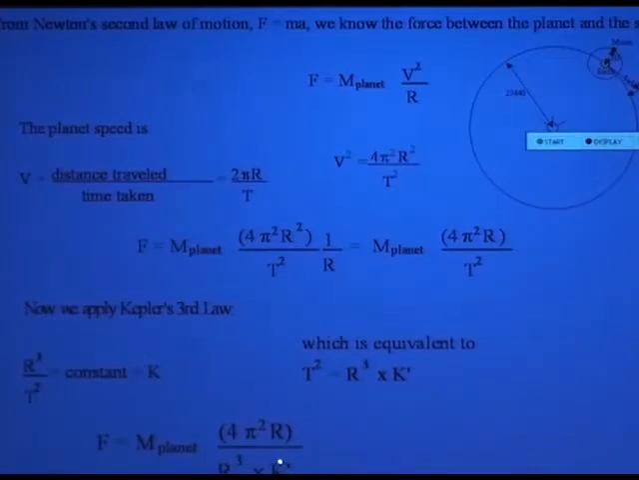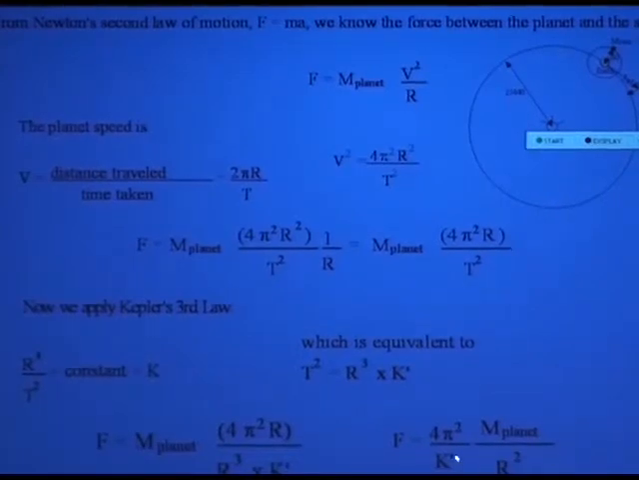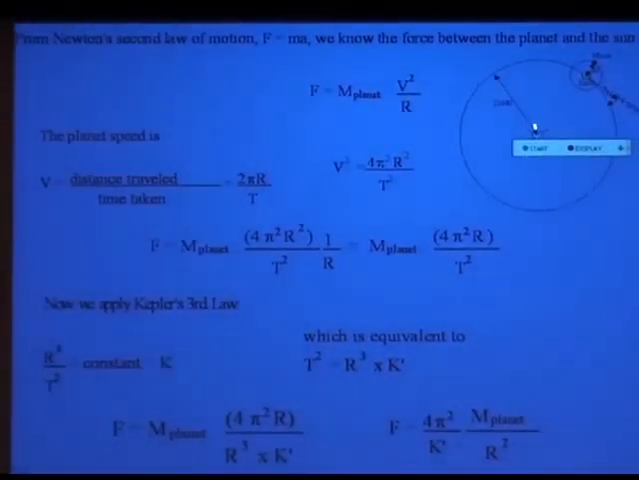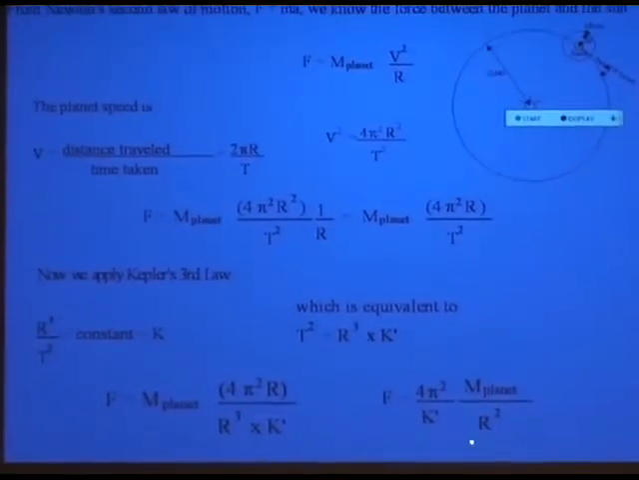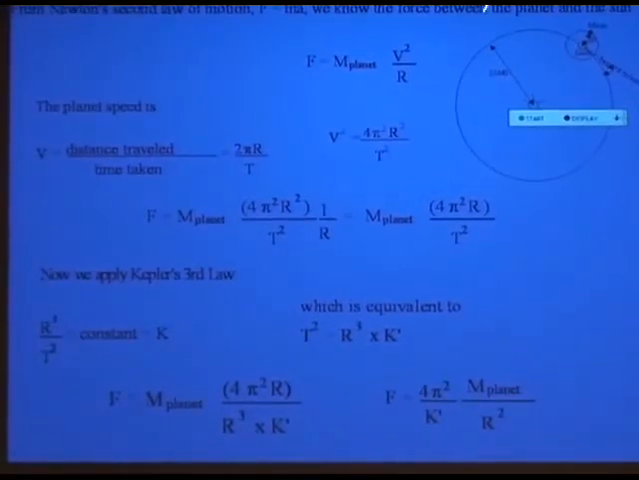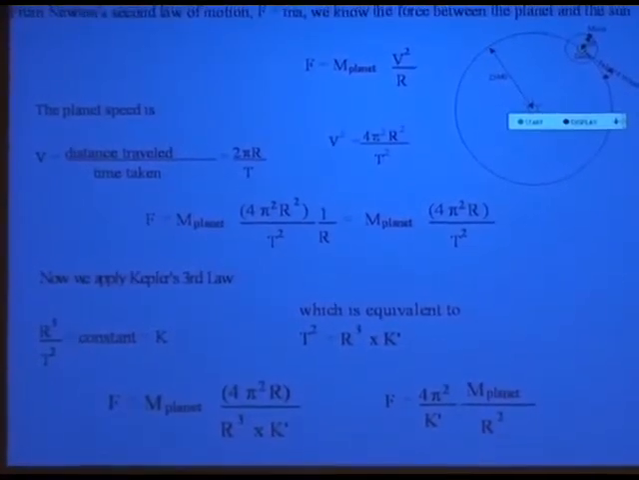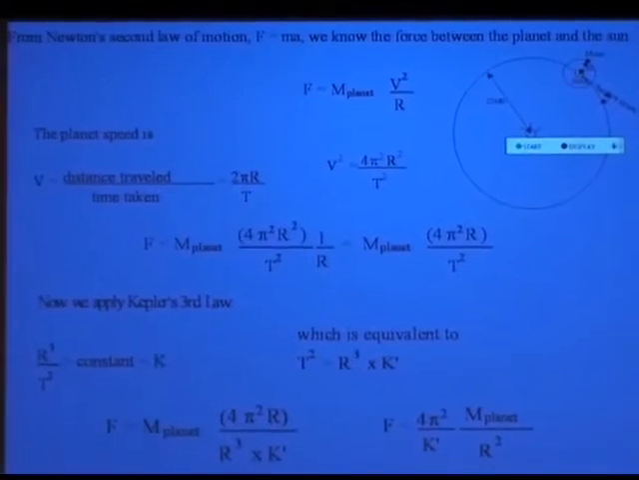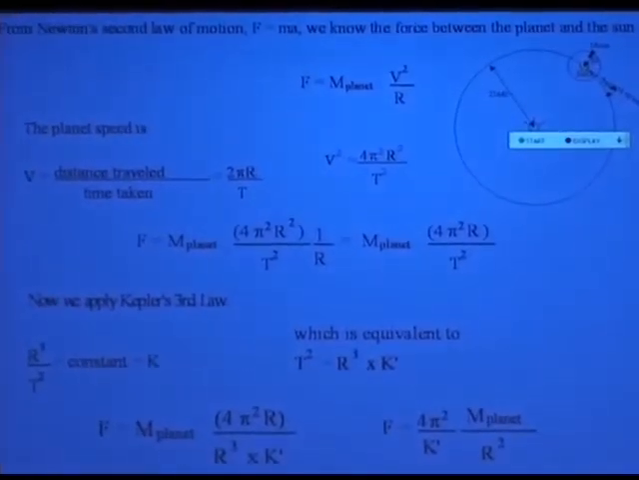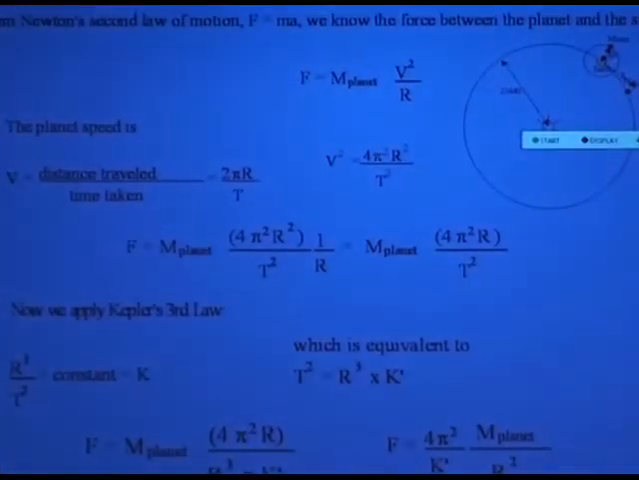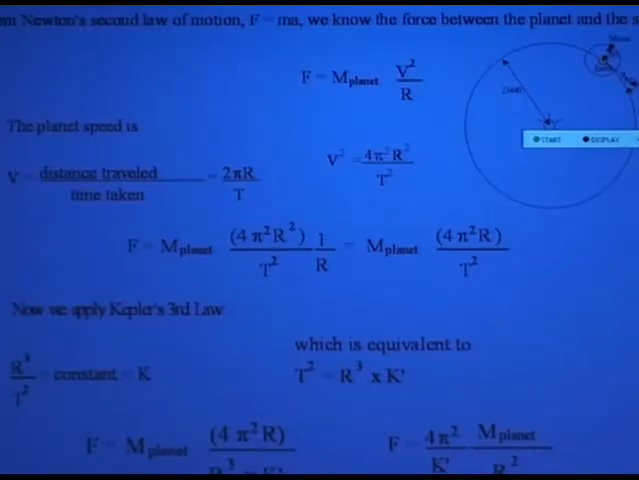And now look what happened. 4 pi squared mass of planet over r squared. The force between the sun and the planet goes like 1 over r squared. That's the consequence of Kepler's law. So Kepler's great revelation of r cubed over T squared is nothing other than the force of gravity changes as 1 over r squared. That's what it is.